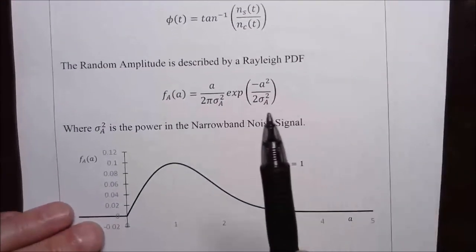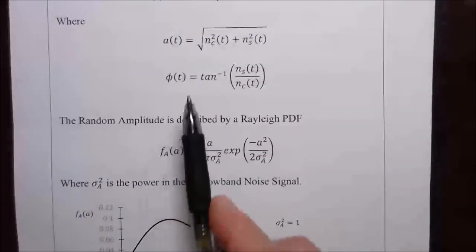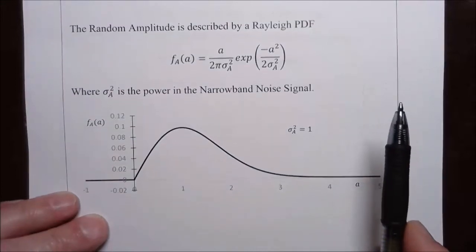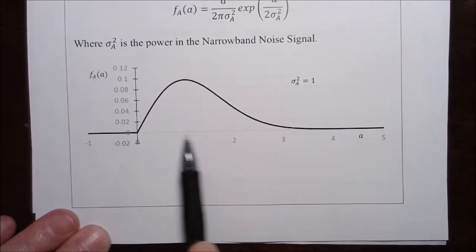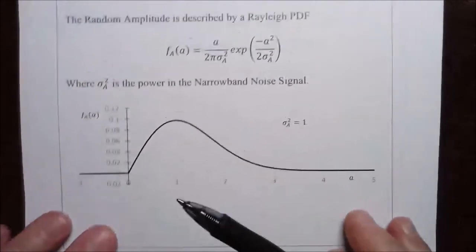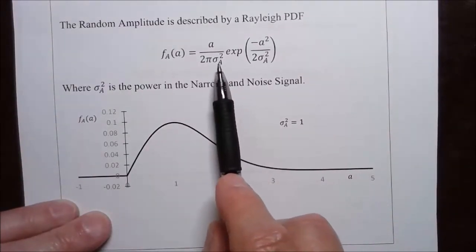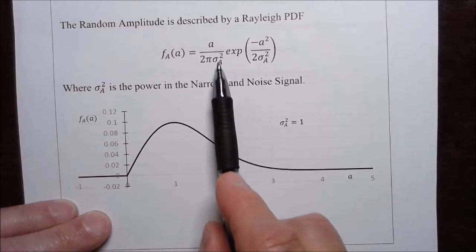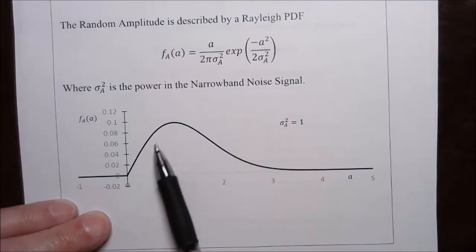It turns out, and we won't go into this in any detail, that this amplitude, the random amplitude function, is described by what is called a Rayleigh probability density function, which is plotted out here. It has zero probability of being negative. It only has positive values for an amplitude. That makes sense. And it takes this kind of shape, which is described by this equation. A is the value of the amplitude. Sigma A squared is the power in the narrowband signal noise, and we can calculate that, so we can use that in this equation. And then it forms this kind of shape.